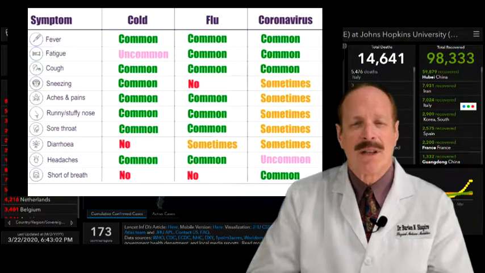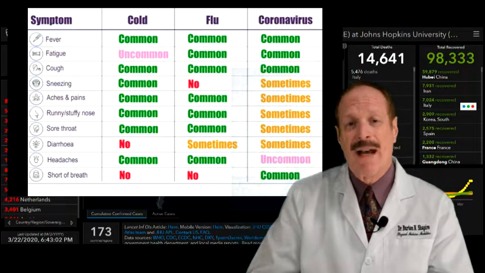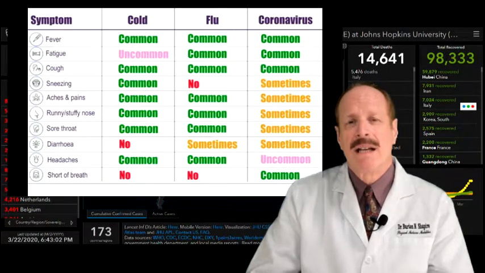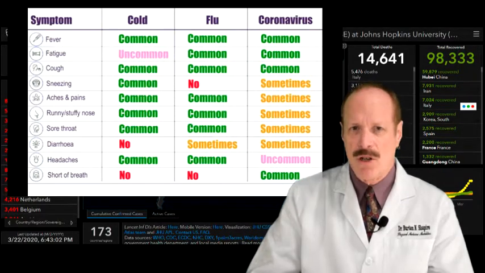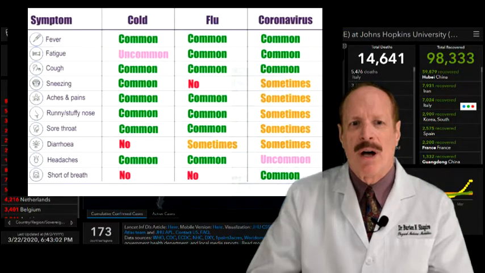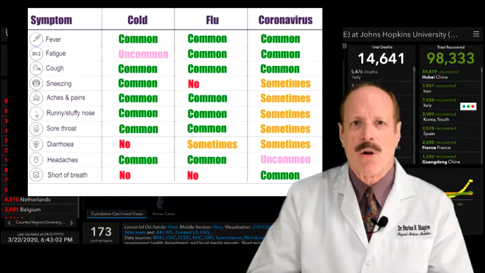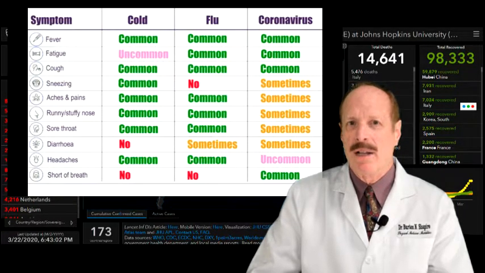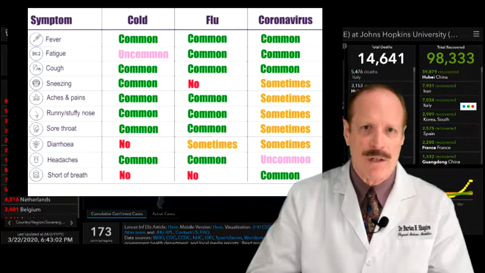Diarrhea? Well, with the common cold, you usually don't get that. The flu and coronavirus, you can. Headaches. Even though they say it's common with the cold and flu, but uncommon in coronavirus, that fever can cause a fever headache. So it's hard to distinguish. But here's the key. You get some tightness with coughing with the cold or a flu potentially, but the coronavirus gives you difficulty breathing, true shortness of breath.